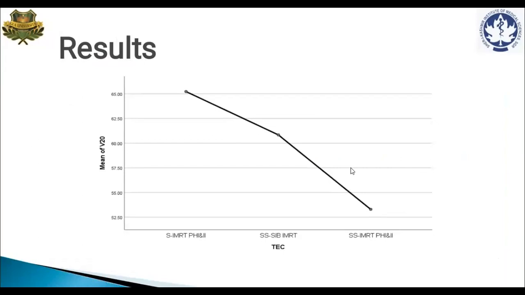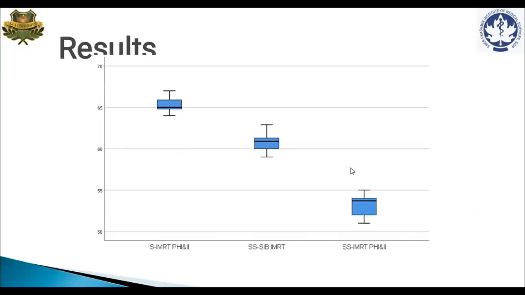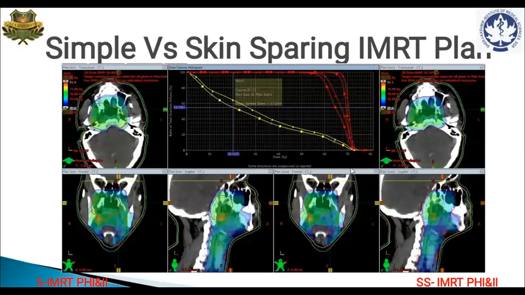This is a graph showing skin volume to receive 20 gray by three techniques, showing a decreasing trend from simple IMRT phase 1 and phase 2 plan to skin spared SIB IMRT and to skin spared IMRT planned in phase 1 and phase 2. This is the same box plot showing the same trend with the median values and the second quartile and fourth quartile values for the three techniques.